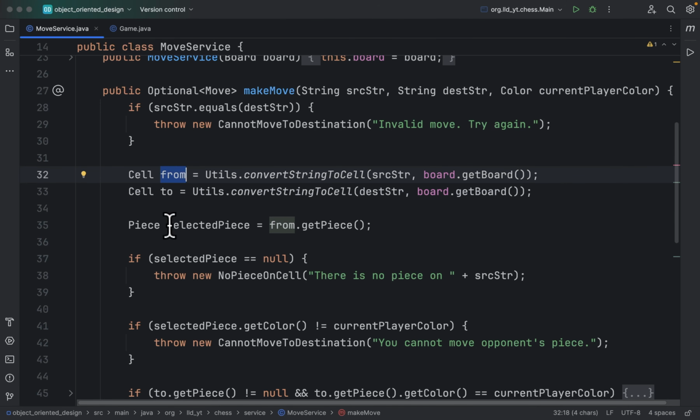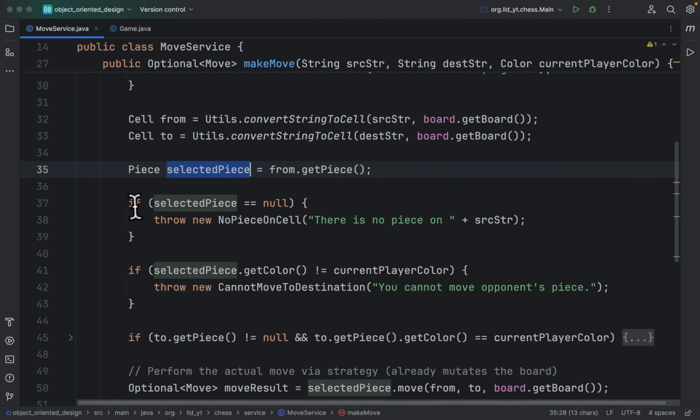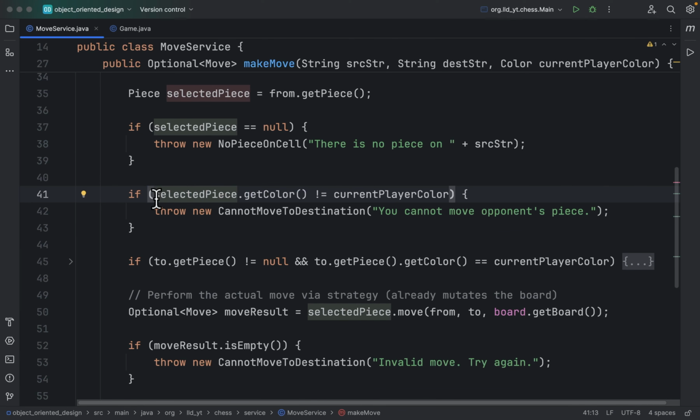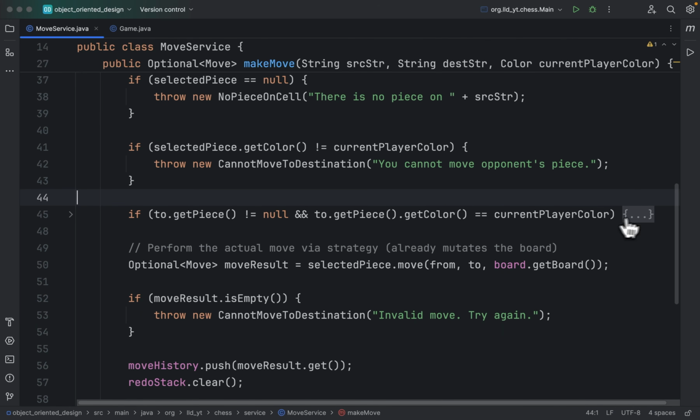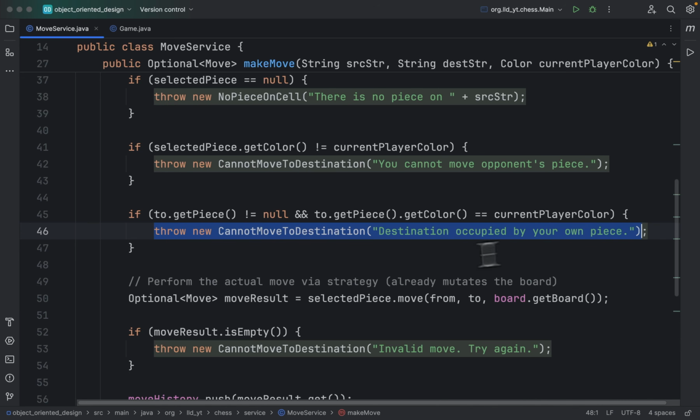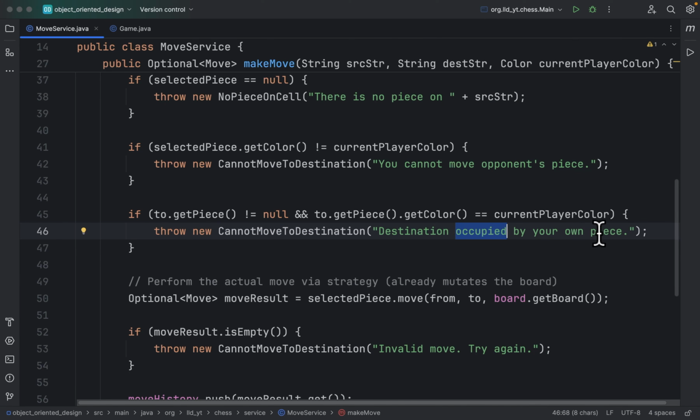And on the source, there should be one piece, right? So I'll check whether there is any piece on the source cell or not. If there is no such piece, then we'll throw this exception. Maybe there is some piece on the source cell, but that piece belongs to opponent. So we cannot move, right? So that's what I'm doing. I'm throwing one more exception saying that you cannot move opponent's piece. And I'll also check whether the destination has a piece or not. And if it has any piece, then it should not be equals to the current player's color. Okay. So if it is equal, then we'll throw this exception saying that destination occupied by your own piece.